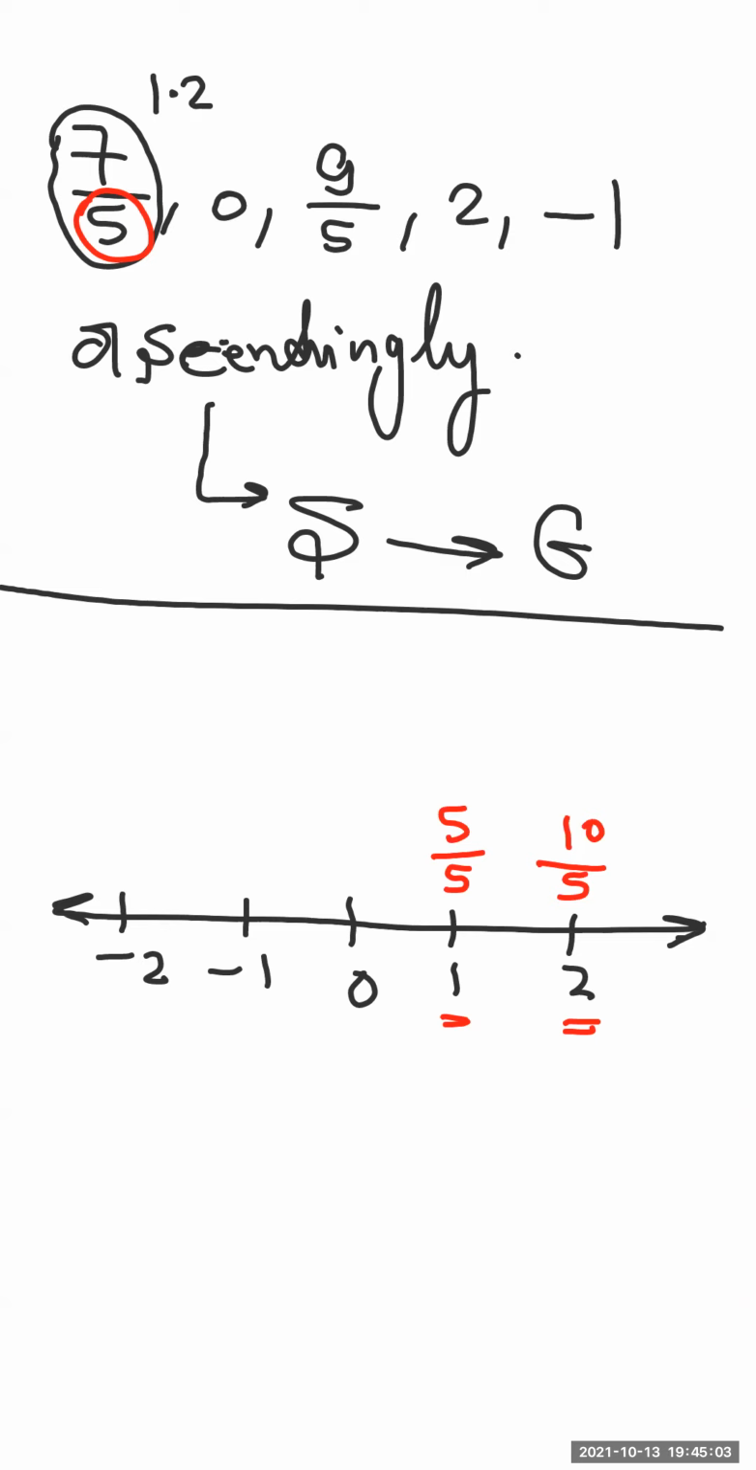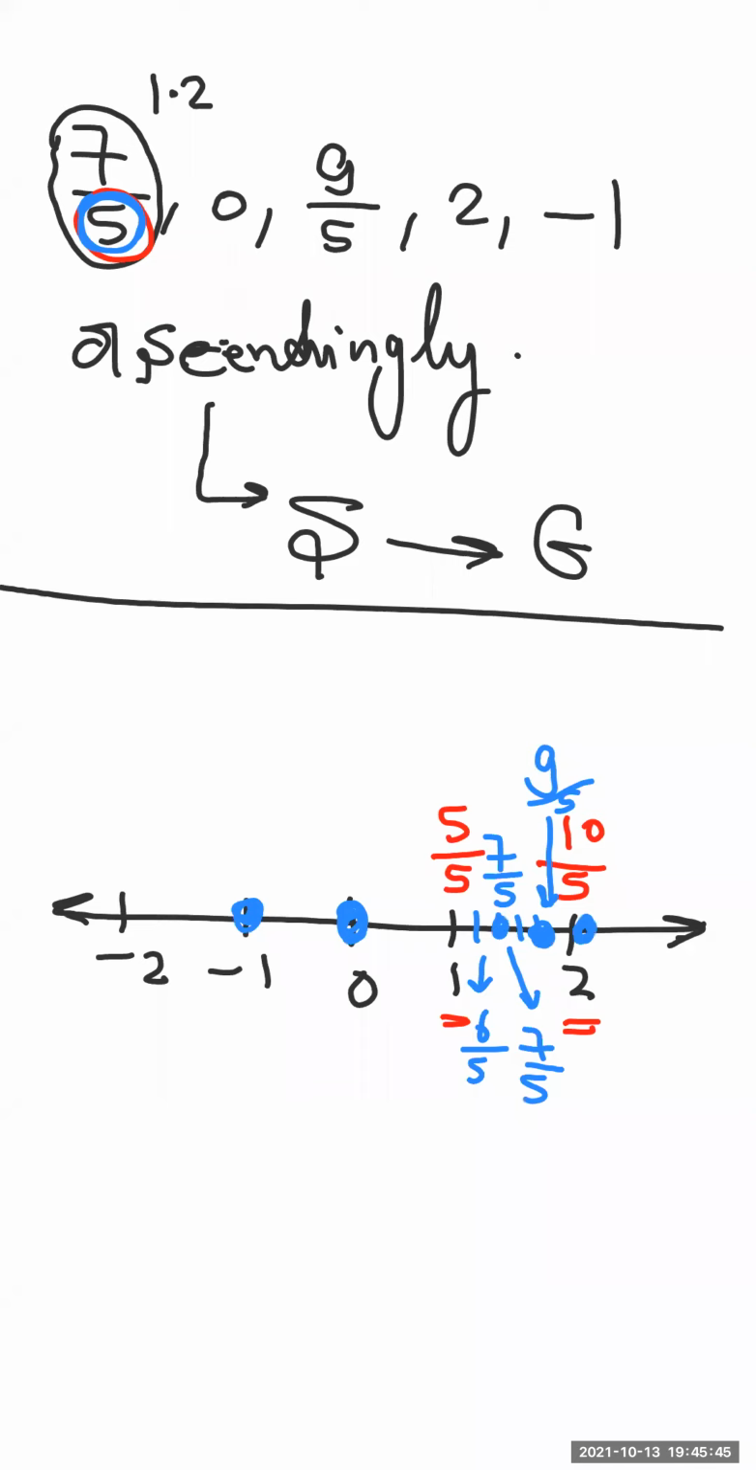Now, where is 7 over 5? Divide the distance between the two numbers into 5 equal parts: 1, 2, 3, 4, and the last one will be 5. The next one is 6 over 5, and then this is my number, 7 over 5. Then the next number, 9 over 5, is the one before 10 over 5. Then 2. This is 2. Negative 1. Negative 1.